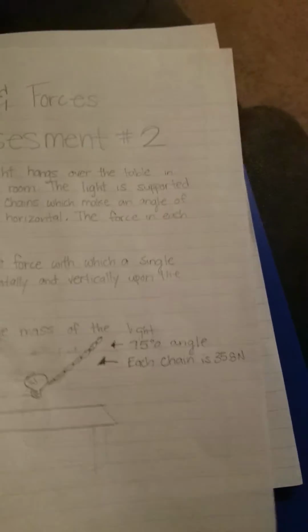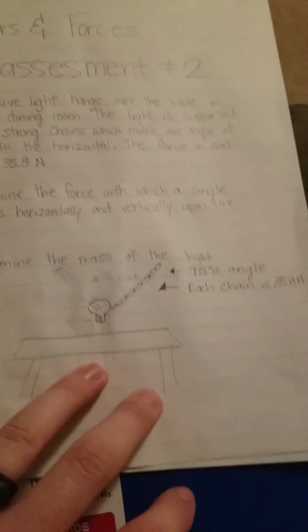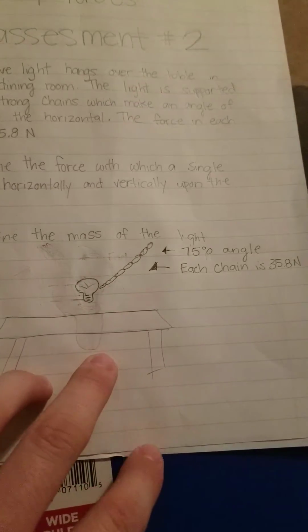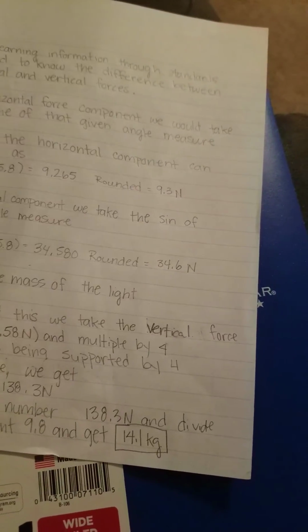So in order to solve this problem, we have to distinguish the difference between cosine and sine. We're always going to have to draw out our free body diagram just to get a representation of what the problem consists of. Therefore, we can go on to our next steps.